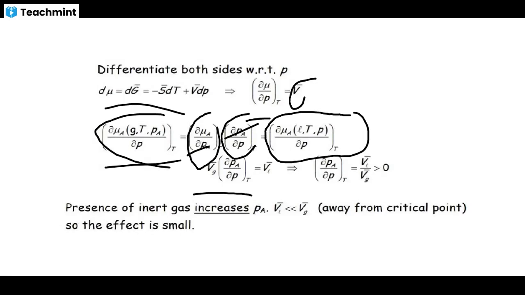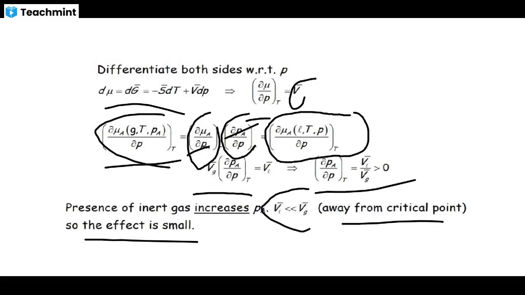V̄ ∂pA divided by ∂P equals the molar volume of the gas divided by the volume of the liquid. So it is greater than zero, because the liquid volume is small and the gas molar volume is higher. So the presence of an inert gas increases the vapor pressure of the gas, away from the critical point, so that effect is small.